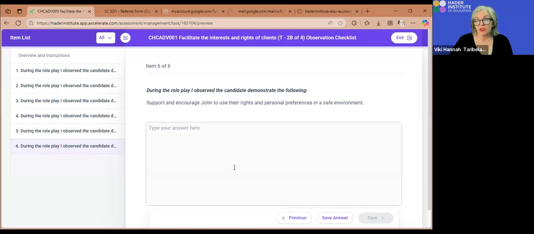Let's have a look at the last one. It says, I observed the learner support and encourage John to use their rights and personal preferences in a safe environment. So you'll do that at the end, this summary. Well, John, this is amazing, and I'm really keen to hear how you enjoy the Men's Shed program, and you'll be able to have your own voice there and your own preferences in a safe environment. The scenario will unpack for that why you need to approach this as a support worker thinking about John's rights.